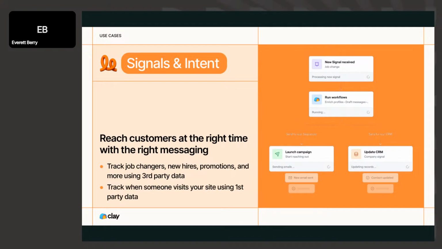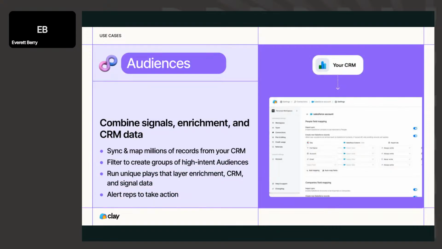Classic example of this, of course, is job changers. You have a champion that bought your software at a current customer. They move to a net new prospect that does not have your software. You get an alert. That's typically one of the easier types of campaigns that you can run. However, there's a lot of people that are able to run job changers campaigns. So the key with signals is to be able to combine signals together in a way that allows you to have a signal that is unique to your company that you can use within your CRM.